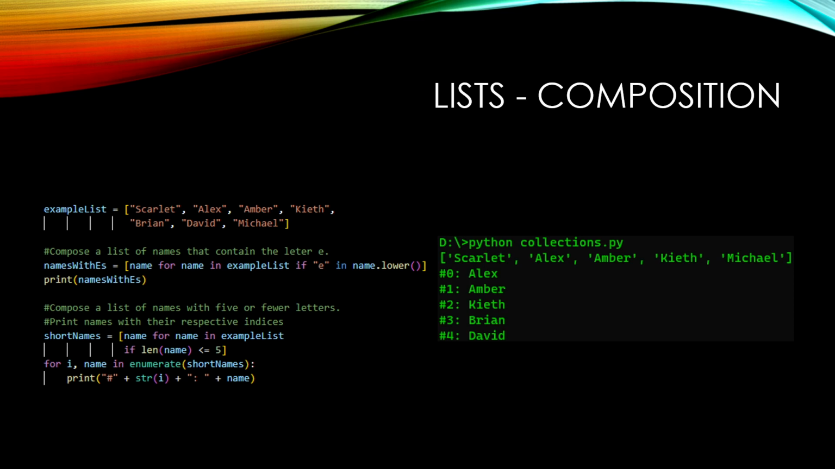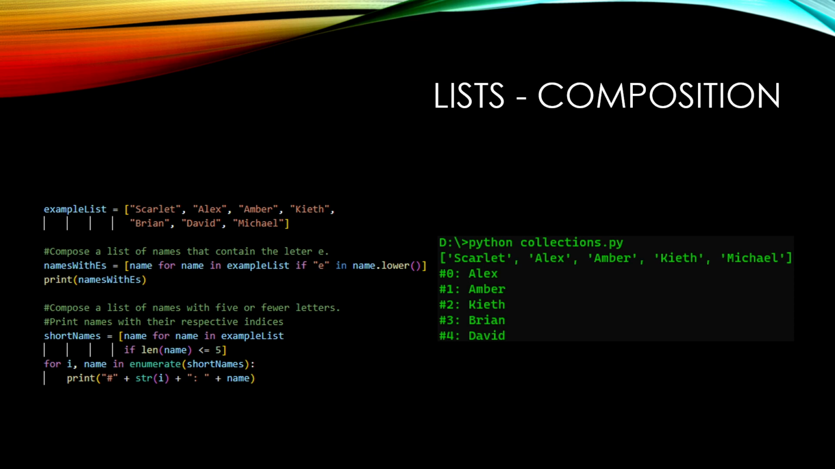So I have short names equals name for name in example list on the first line, and then we have our condition on the following line: if len name is less than or equal to 5. And that's going to create the list of names containing Alex, Amber, Keith, Brian, and David.